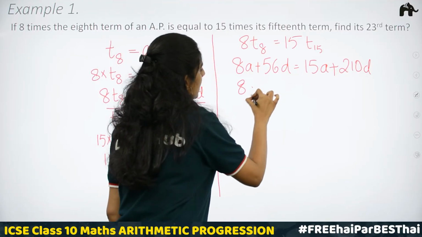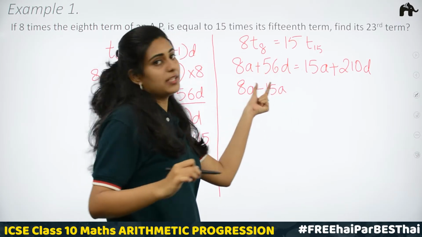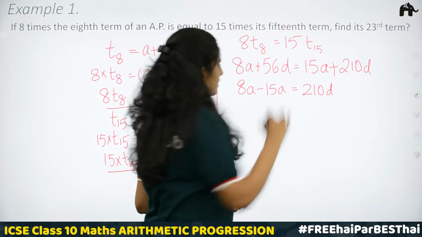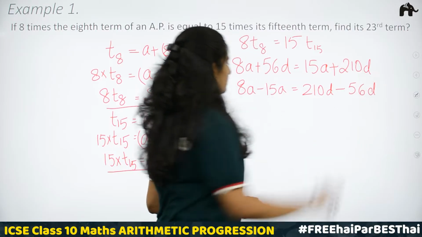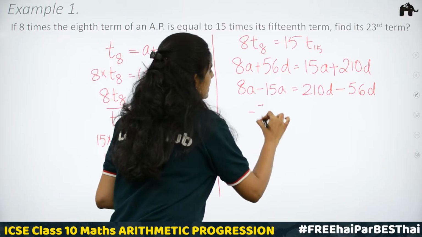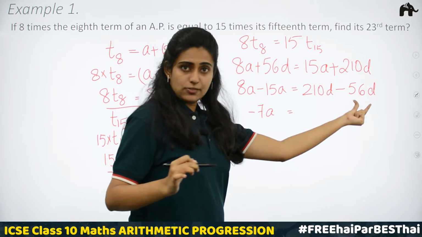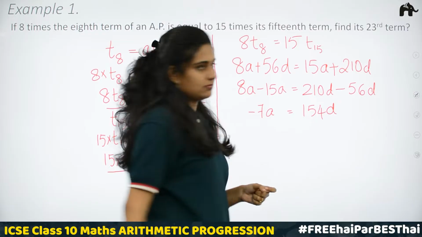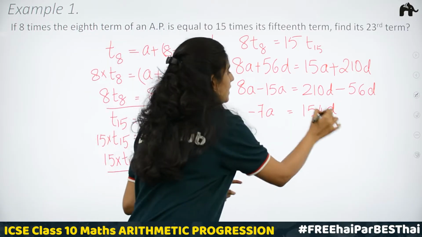Now, bringing all the a containing terms to one side and d containing terms to the opposite side, we get 8a minus 15a, since 15a when taken to this side becomes minus 15a, is equal to 210d minus 56d. 8a minus 15a is minus 7a is equal to 210 minus 56, we get 154, 154d.